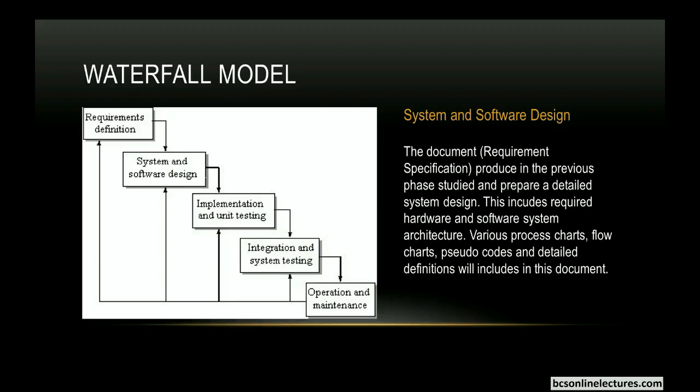This document includes the hardware requirements, what kind of hardware we need to run this software, then the software architecture, that means the user interfaces, right? Then how the input data is processed through the system using flow charts. Then pseudocodes. We will discuss pseudocodes and flow charts in a coming lecture, right?